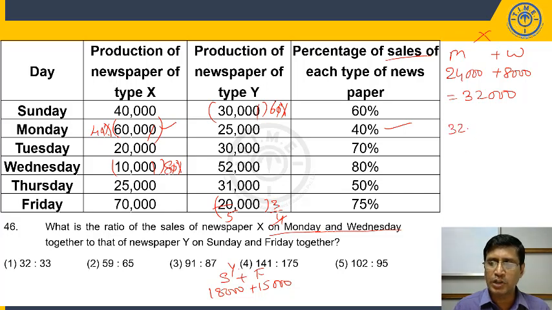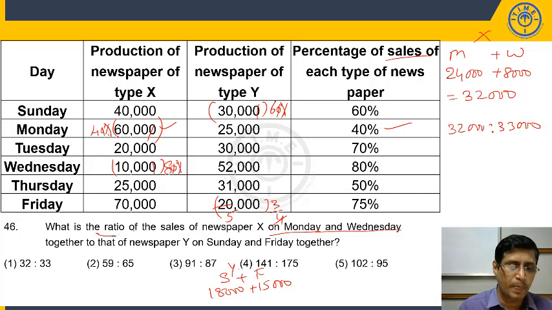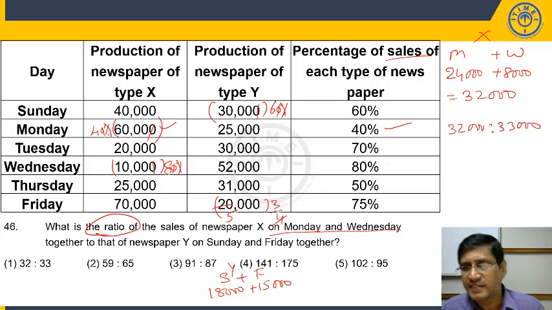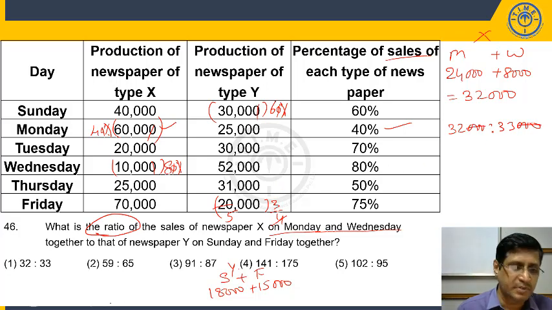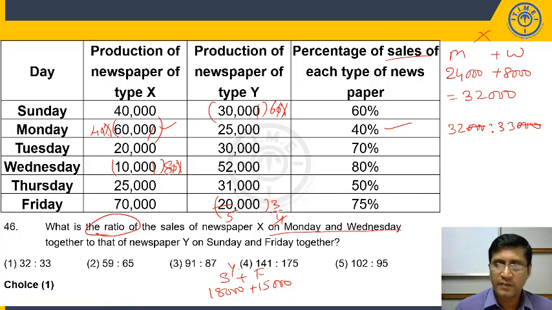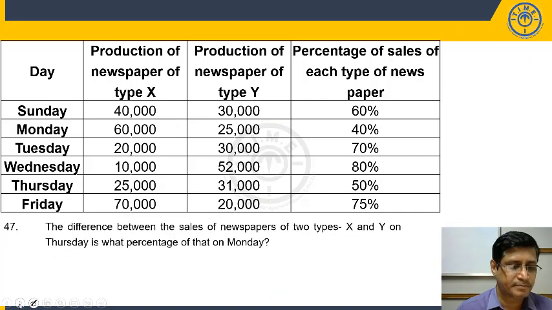So 32,000 and 33,000, just to find out the ratio. Zeros to zero we can cancel. The remaining is 32 and 33. These two are consecutive numbers. So what is the ratio? Option number 1, the first choice, is the right answer. Okay. Now look at the next question on your screen.